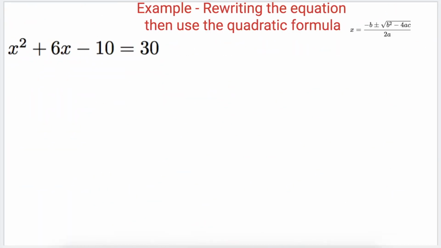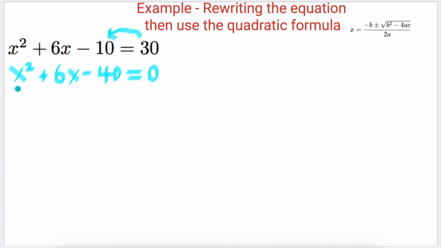In the third example, we need to rewrite the equation and then use the quadratic formula. The problem says x squared plus 6x minus 10 equals 30. So we notice that on the right side here, we have a number instead of 0. So we need to move this positive 30 over to the left side. When you move that number over to the left side, it changes from a positive 30 to a negative 30. And when you add that negative 30 to the negative 10, you get negative 40 equals 0.